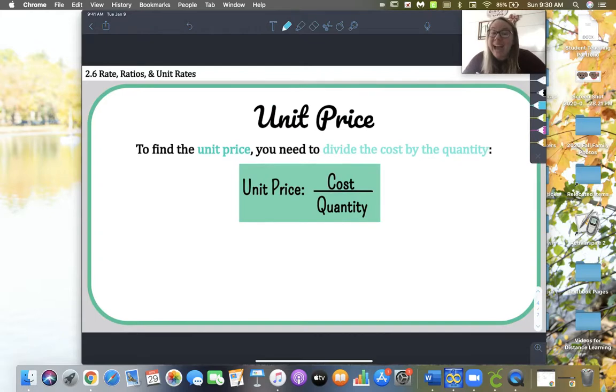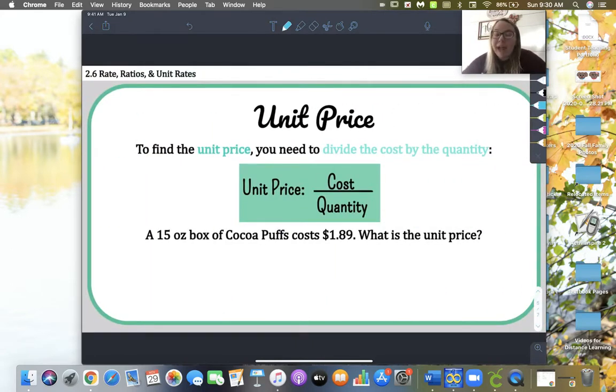To find our unit price, if you are at a grocery store and they don't have it for some reason, you can calculate it yourself. You will need to just divide the cost by the quantity. So if we have a 15-ounce box of Cocoa Puffs and it costs $1.98, what is the unit price? Well, I know that my cost is $1.98, and I'm going to divide that by the quantity. How many do we have? Well, we have 15 ounces, so I'm going to divide that by 15 ounces.